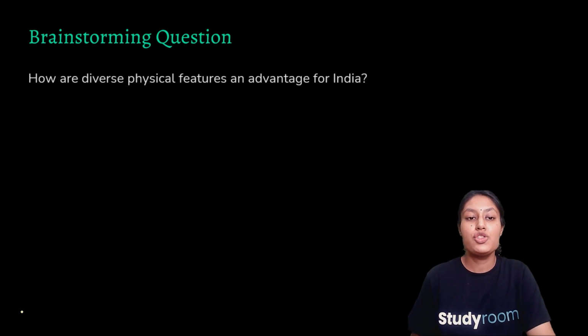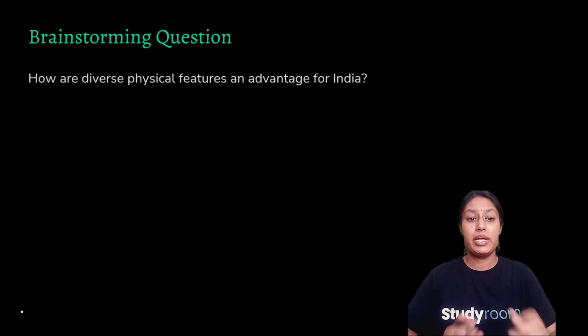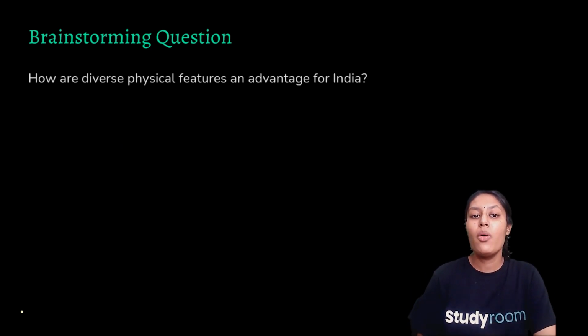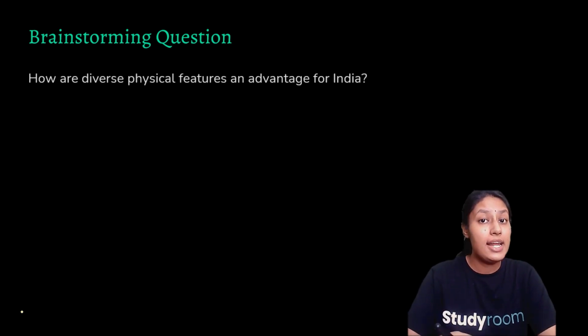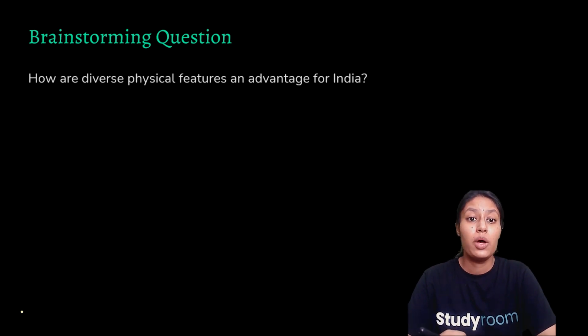Starting with a very brainstorming question, you'll have to put your brain into this. Tell me, how are diverse physical features an advantage for India? Because we all know that India has diverse landmass, right? We have mountains, we have islands, we have plateaus. So what do you think is the advantage of having such diverse physical features?